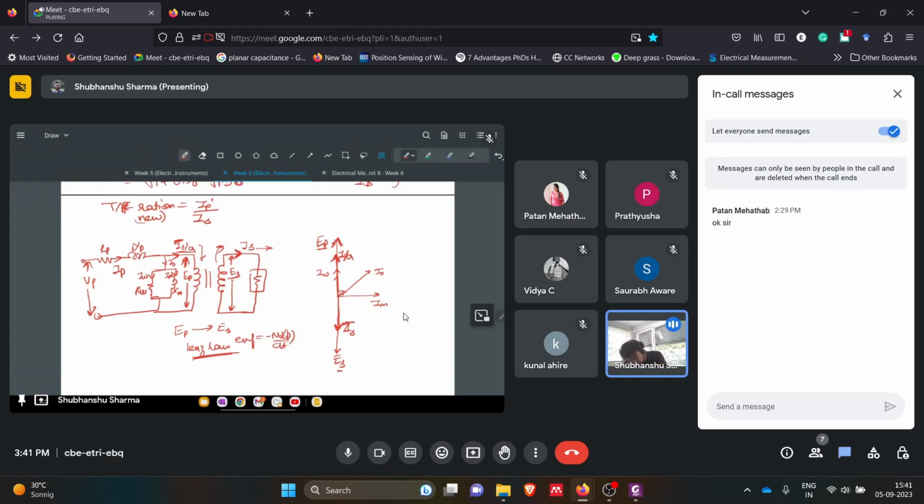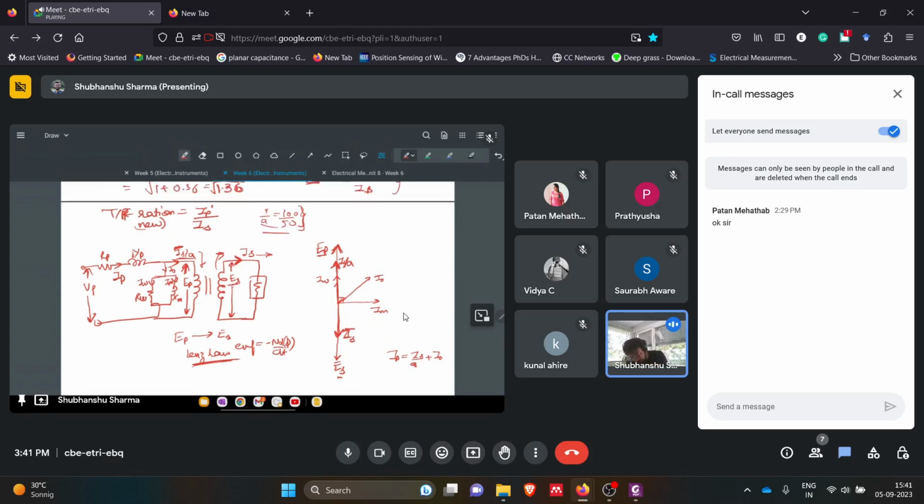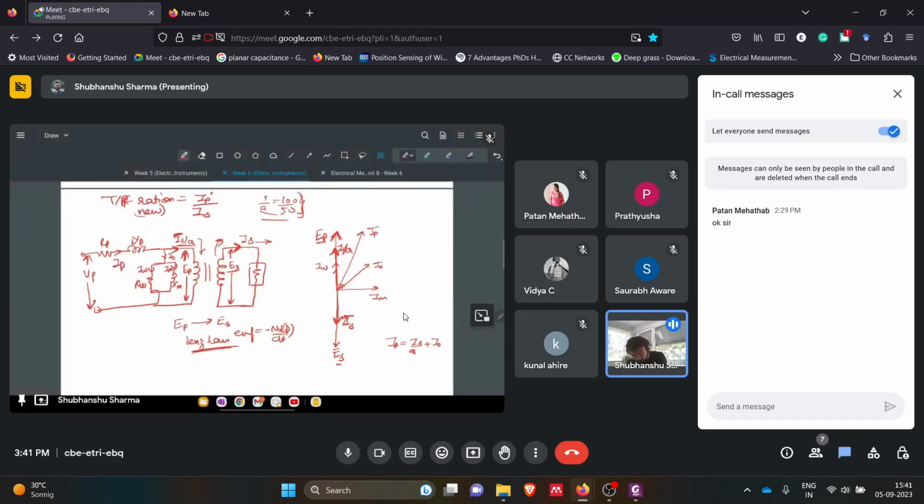Now what will be the resultant? So IP is IS by A plus I naught. IS by A, we already know that is 100 by 5. This ratio we know. Just for clarity I'm saying. So now we have the resultant like this, IP, because this vector plus this vector. Two vectors adding, we get the IP vector.